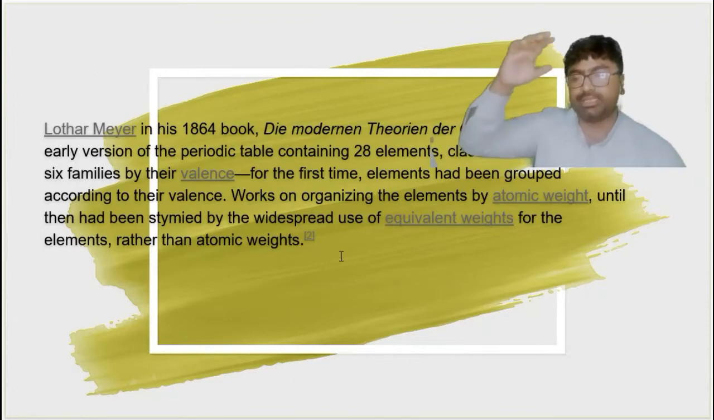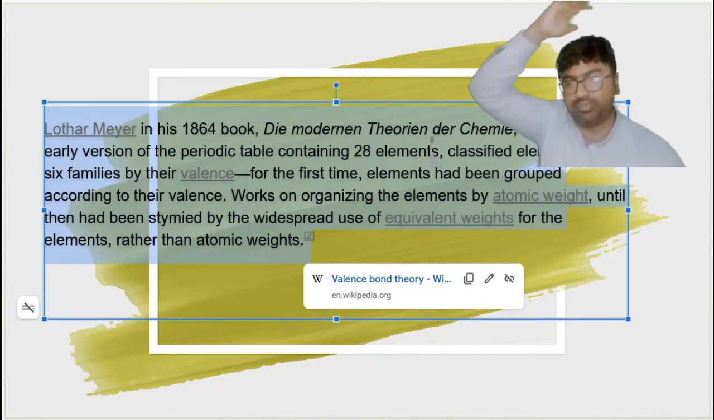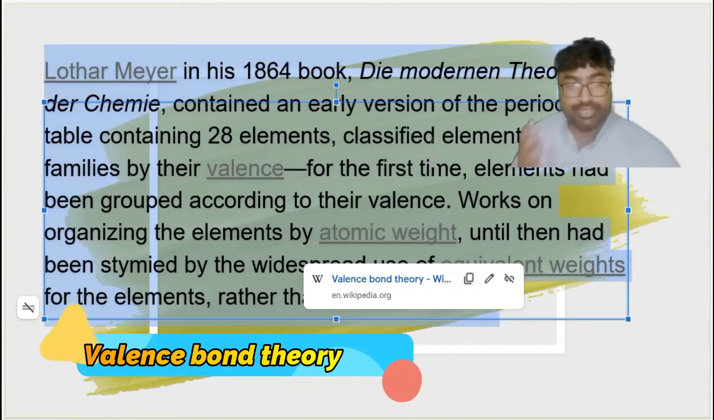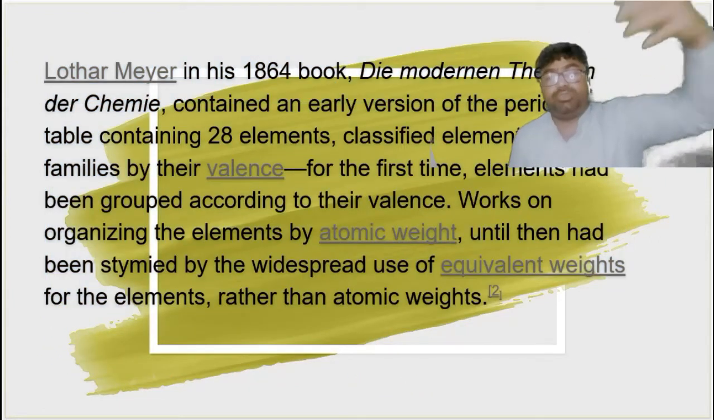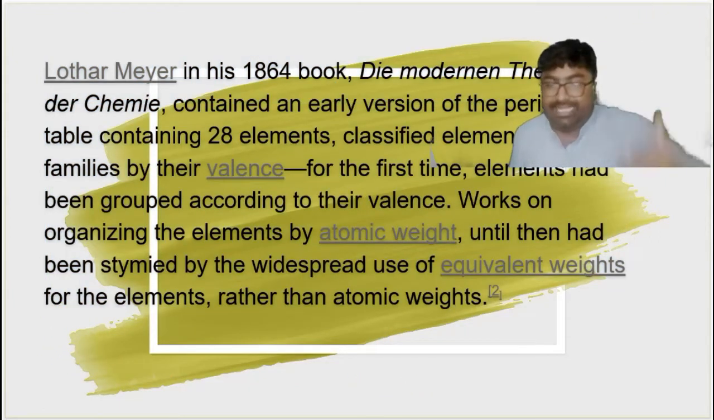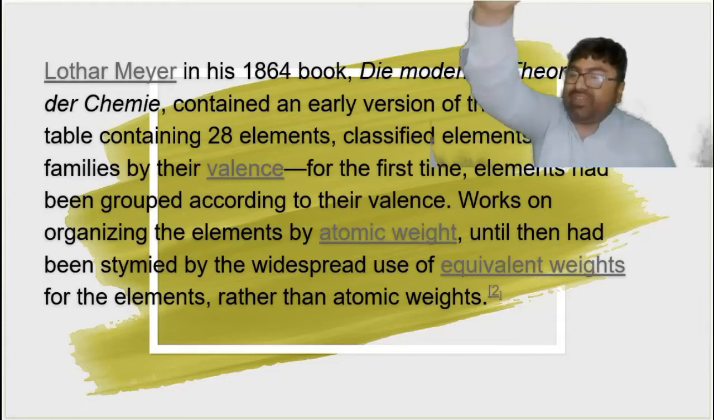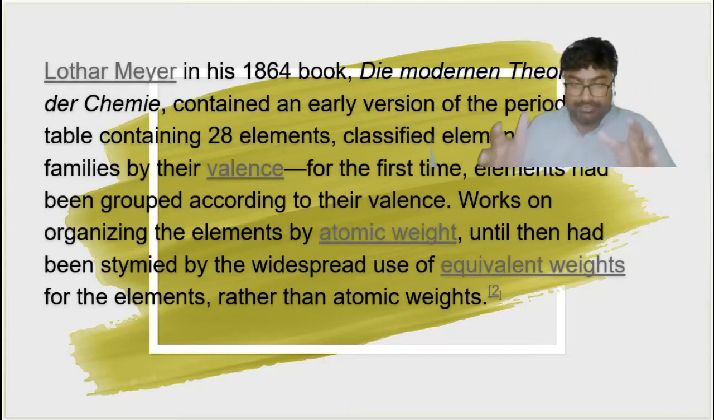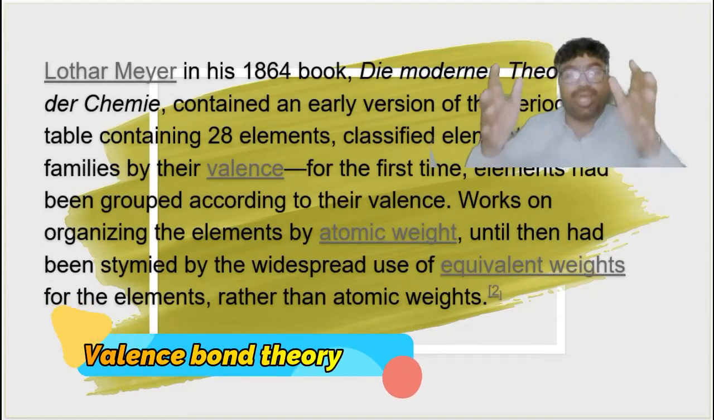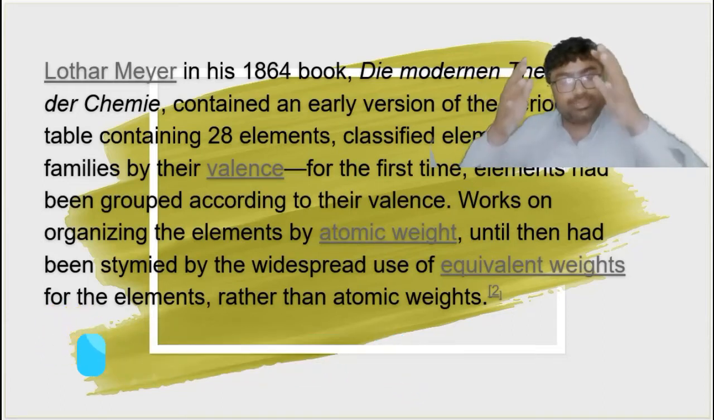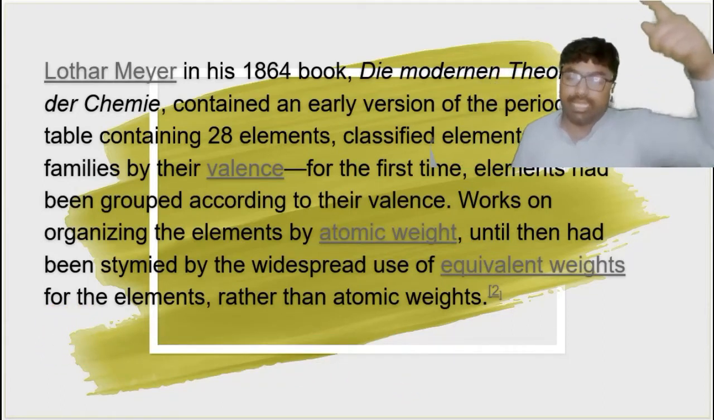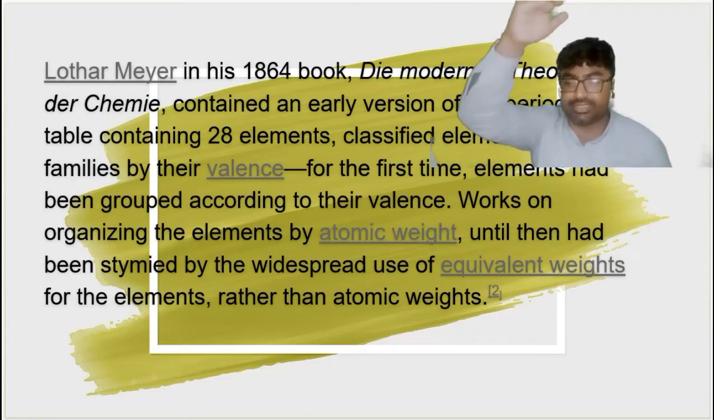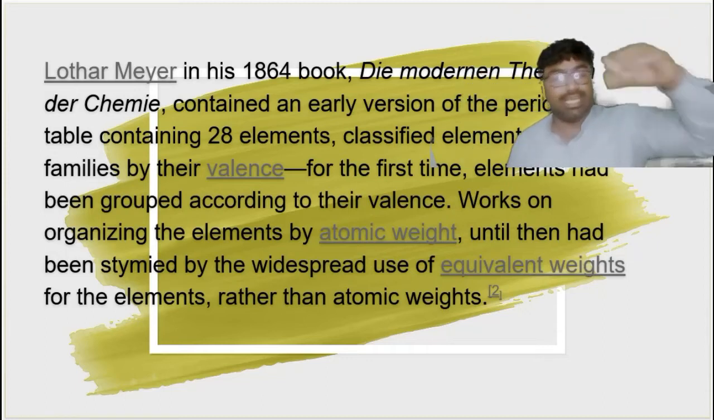Lothar Meyer, in his book Die modernen Theorien der Chemie, contained an early version of the periodic table containing 28 elements, classified into six families by their valence. For the first time, elements had been grouped according to their valence. Work on organizing elements by atomic weight until then had been hindered by the widespread use of equivalent weights for the elements rather than atomic weights.